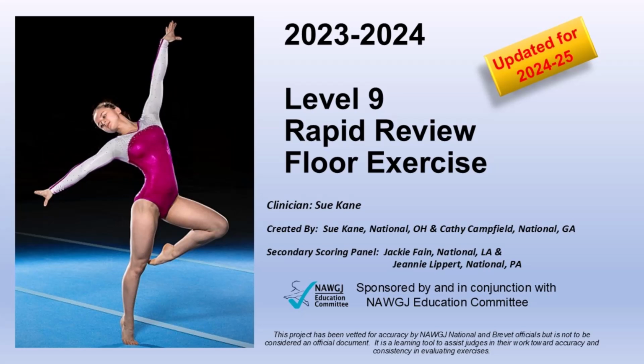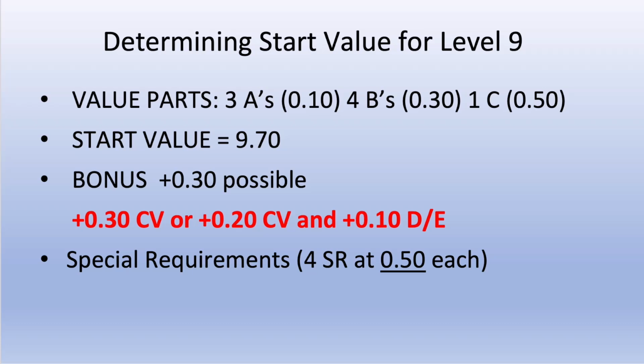Level 9 floor, we are going to start with determining the start value. We have 3 A's, 4 B's, and 1 C for level 9. Our start value starts at a 9.7 with 3/10 bonus possible. Those bonus points can be achieved either all of connective value or 2/10 connective and 1/10 D or E. Our special requirements are valued at 5/10 each.